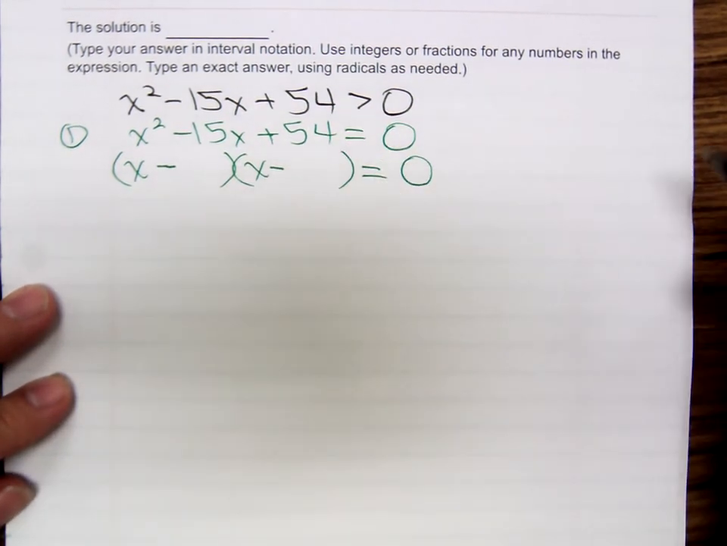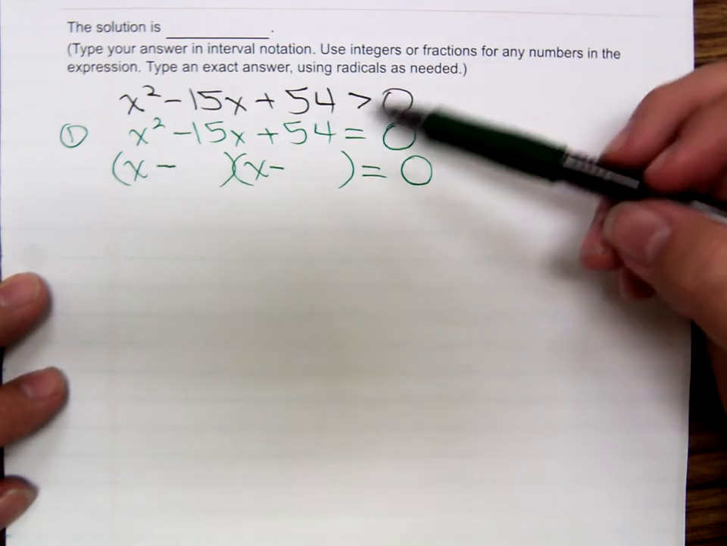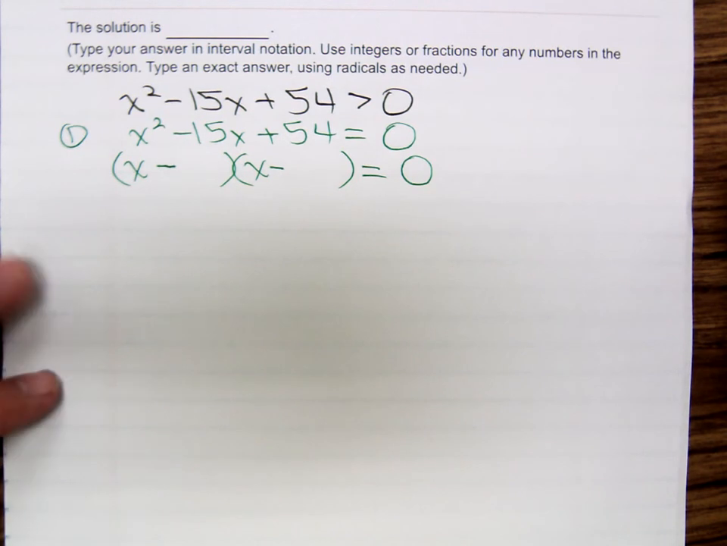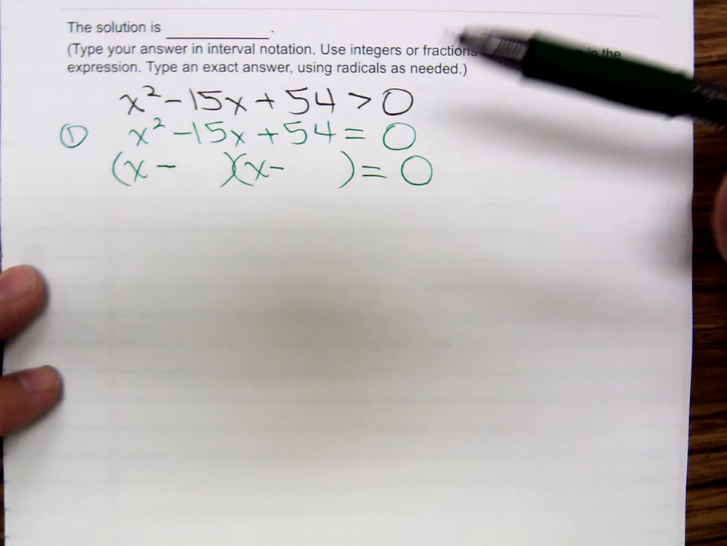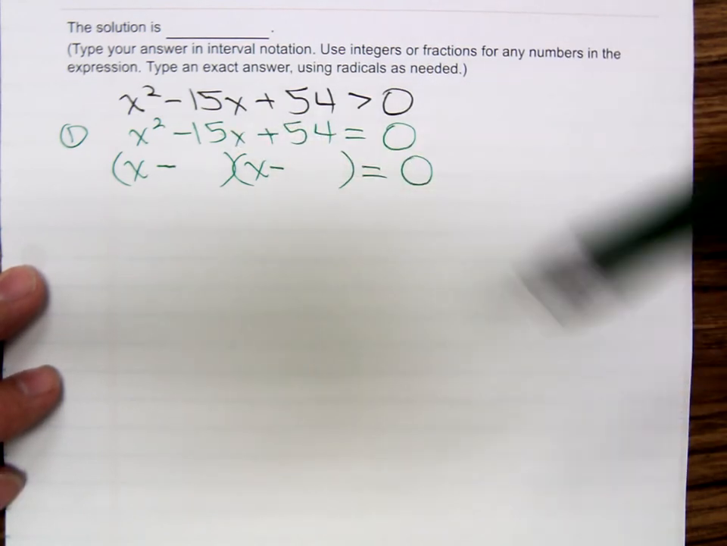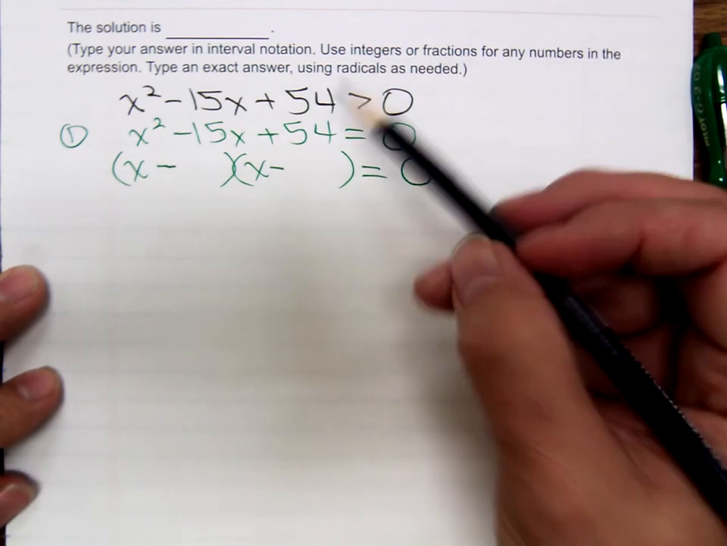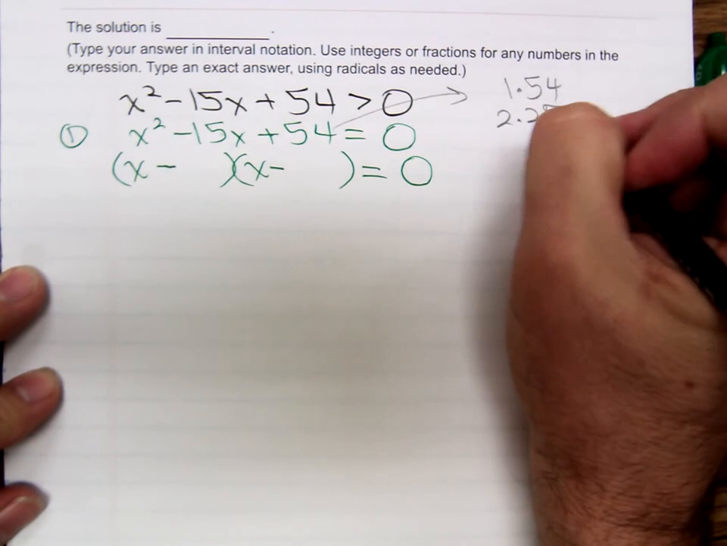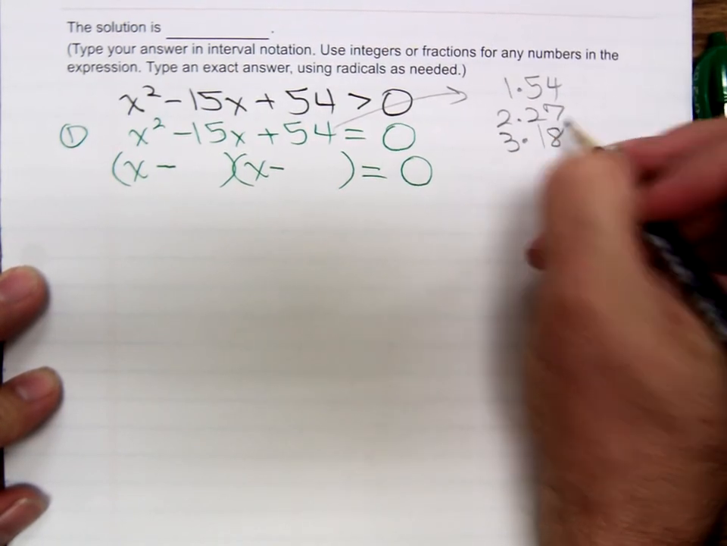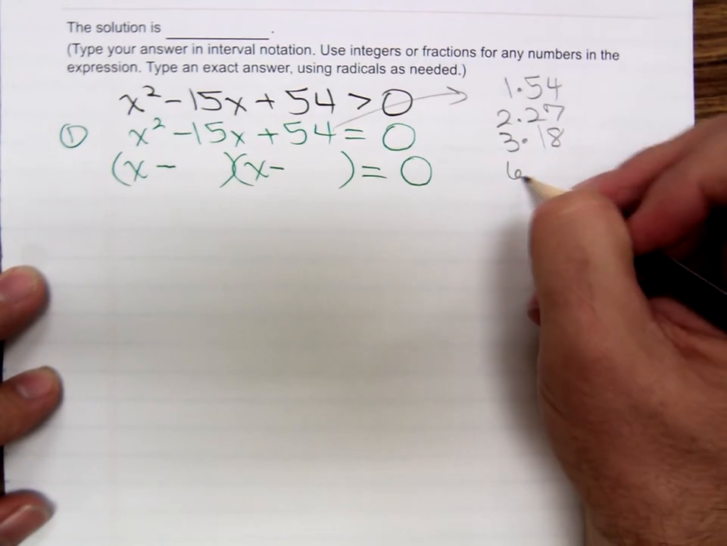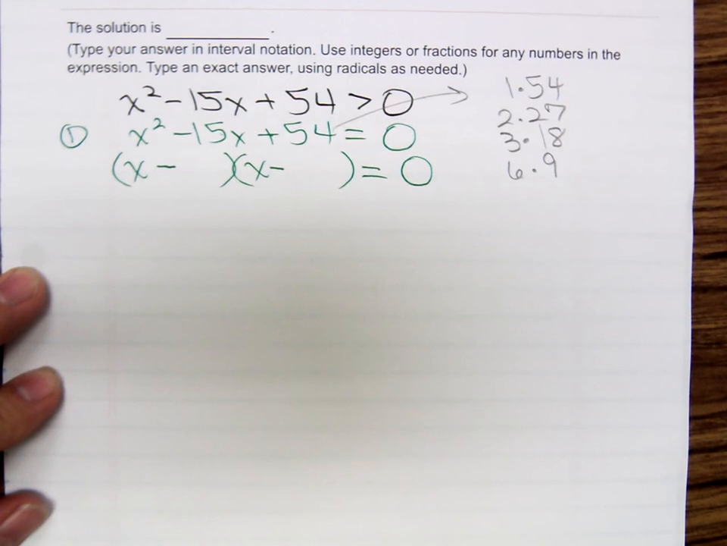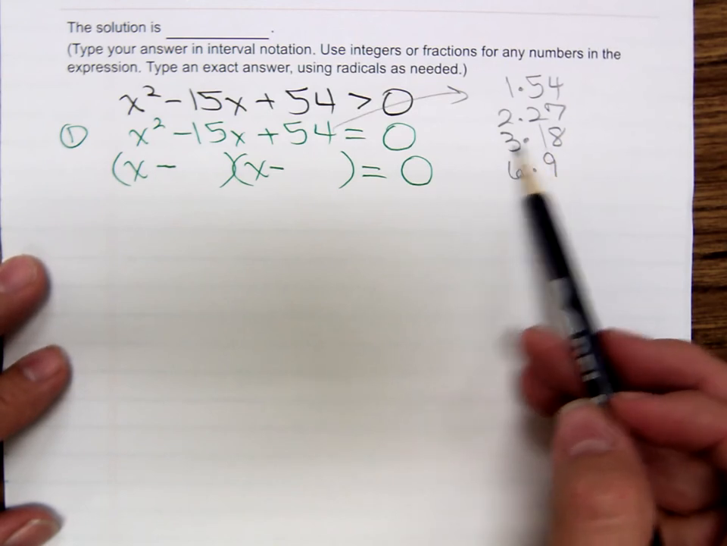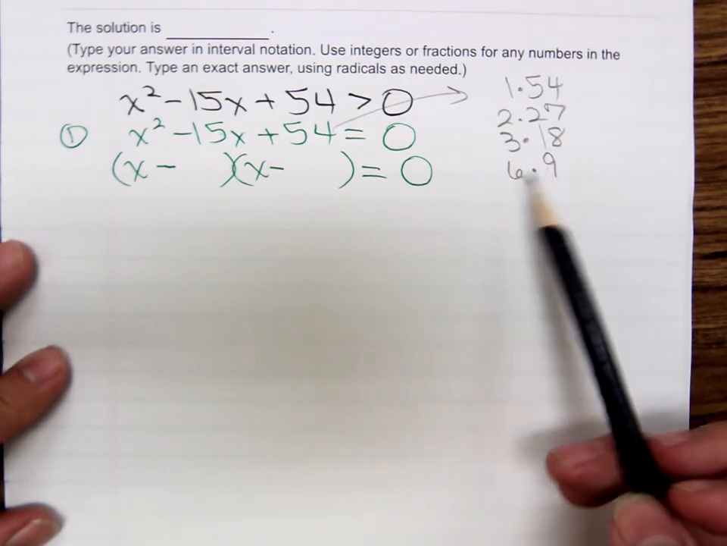And then 54. What times what will give you 54? This is a simple trinomial. That means the numbers that you use have to add or subtract. In this case, they have to add to give us 15. So 54, let's see. 1 times 54, 2 times 27, 3 times 18, 4, 5, 6 times 9. Well, there are actually 2 pairs. 18 and 3 subtract to give you 15. 6 and 9 add to give you 15.